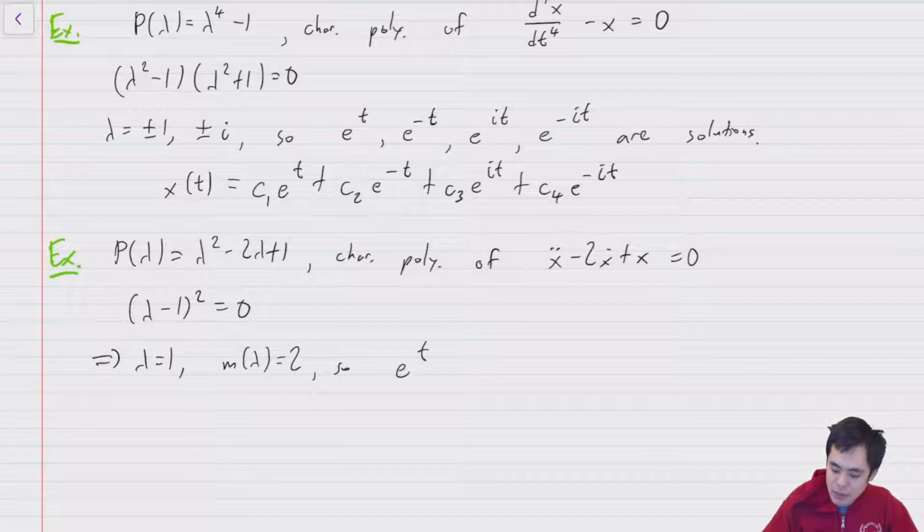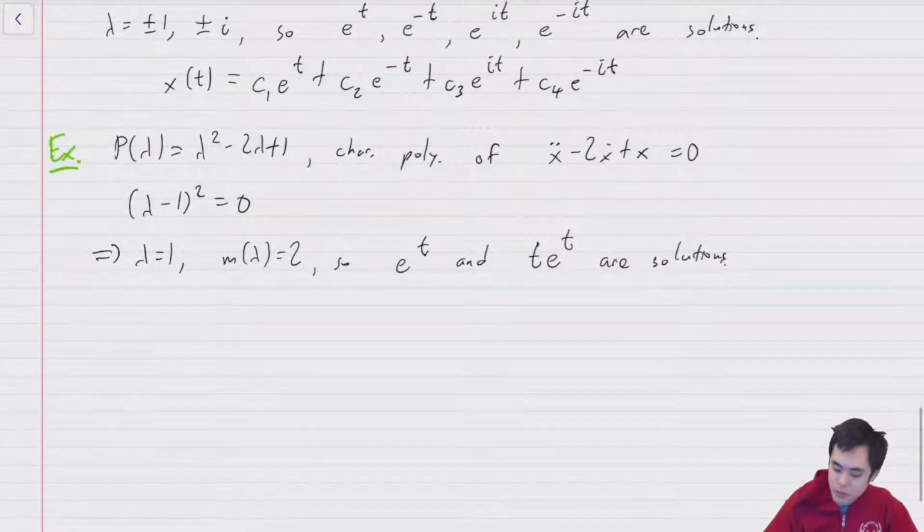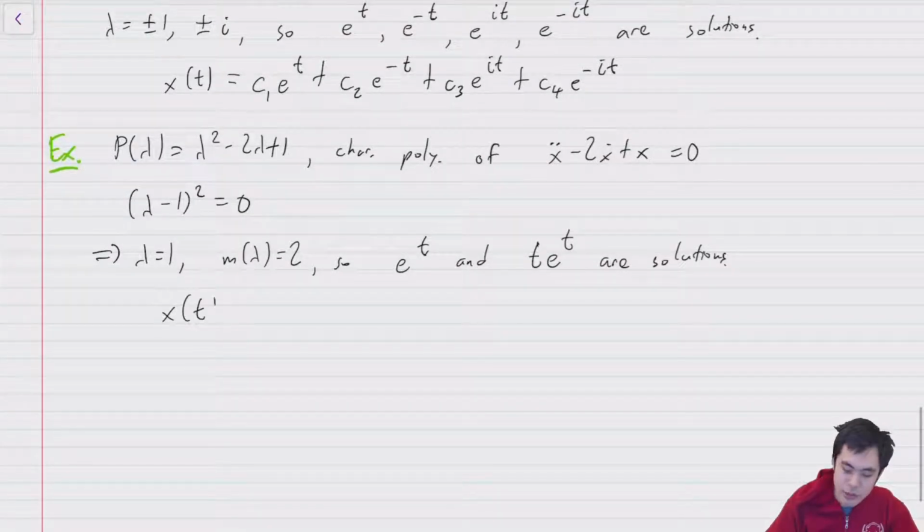So e to the t and t e to the t, that should be a t, are solutions. They also happen to be linearly independent. We're not going to prove that here, but it was proven in differential equations. So x of t, the general solution to the homogeneous equation, is going to be c1 e to the t plus c2 t e to the t.